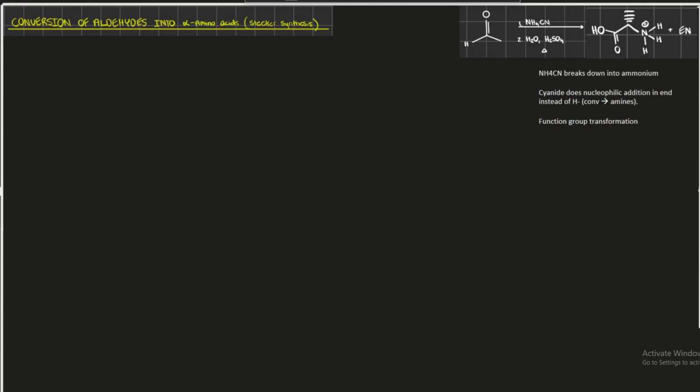So in this reaction, we're going to be doing conversion of aldehydes into alpha amino acids, or the Strecker synthesis. The cool thing about this reaction is that we're going to form an amino acid. In this reaction, we're forming valine. Okay, how is it going to happen?